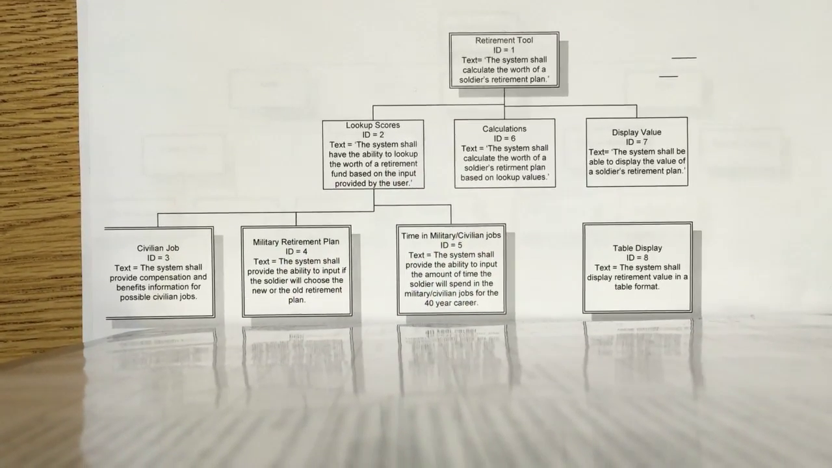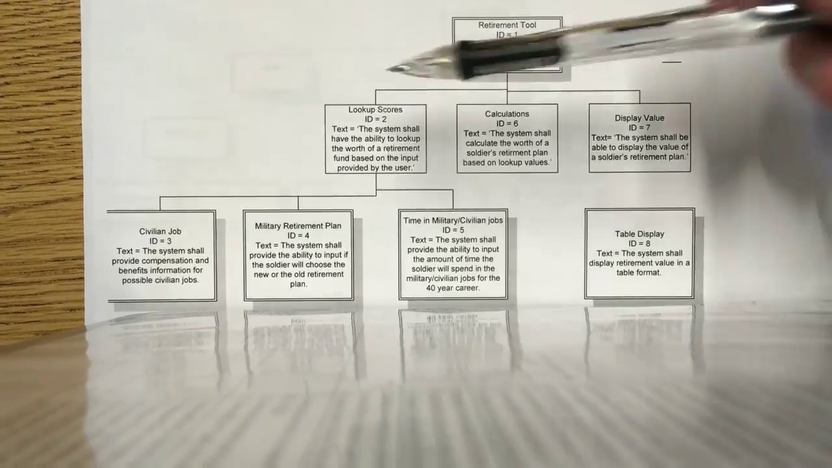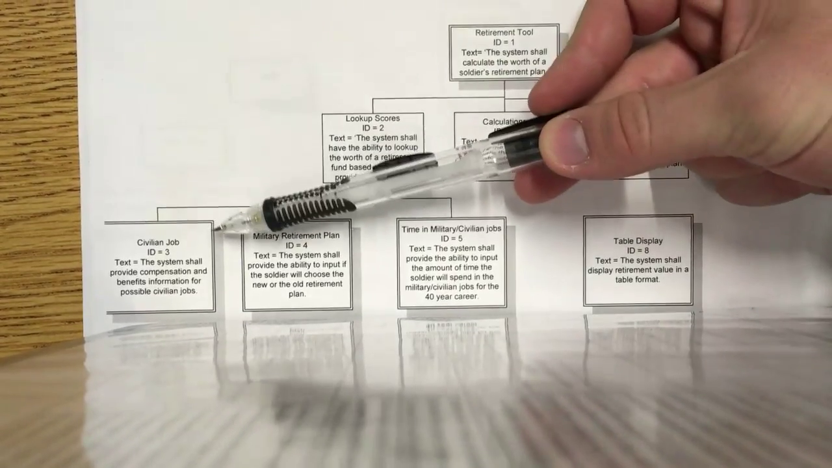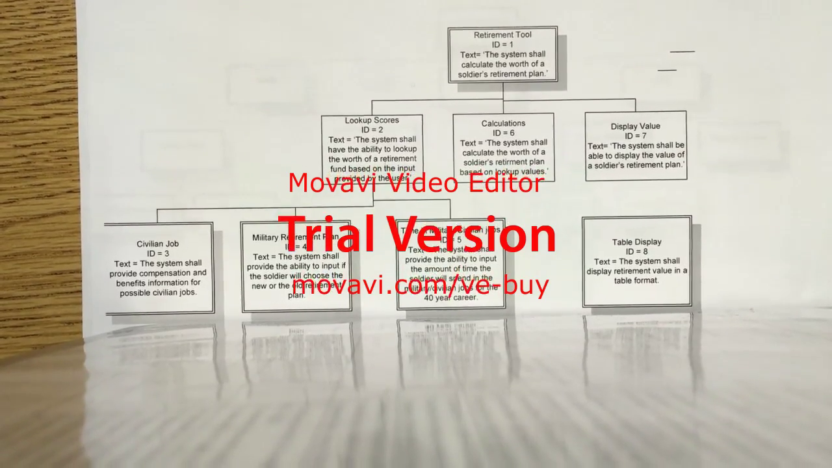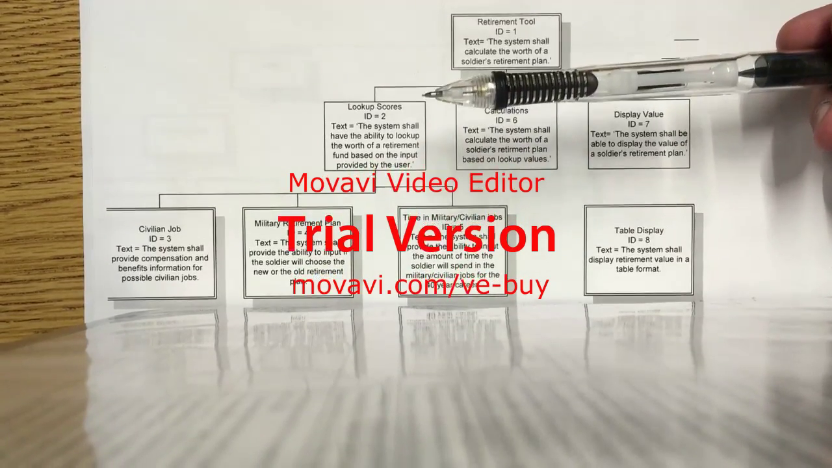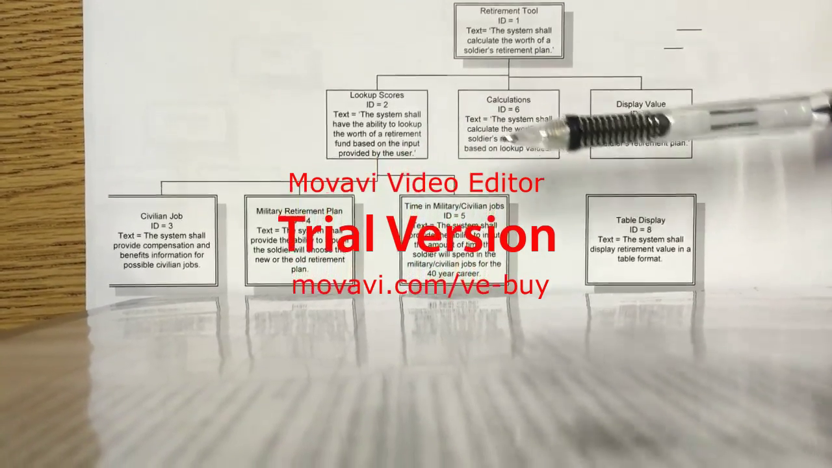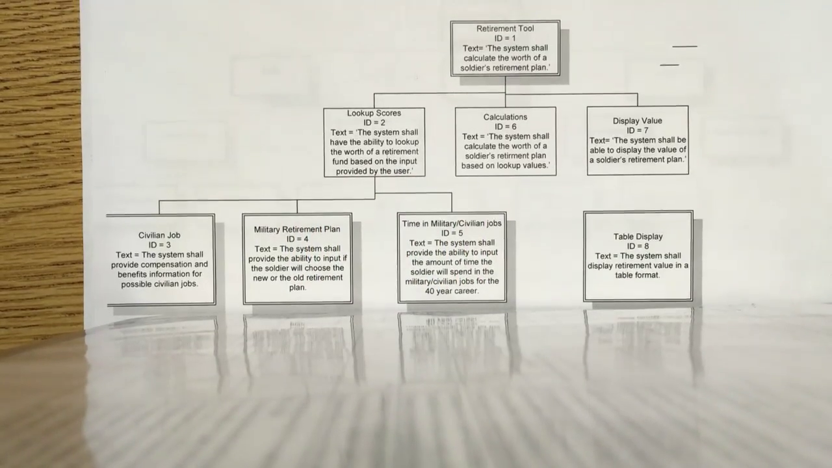In order to look up scores or values for a retirement plan, the system will need to look up compensation and benefit information for possible civilian jobs. Similarly, it will need to be able to look up benefits, compensation, and the old and new retirement plan information. Finally, it will need to be able to look up how time will affect the retirement plans for both military and civilian jobs.